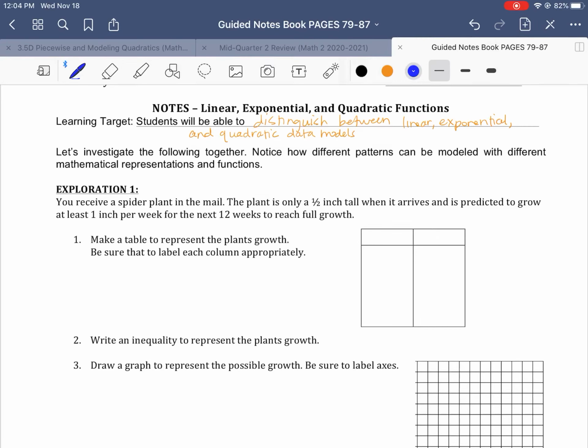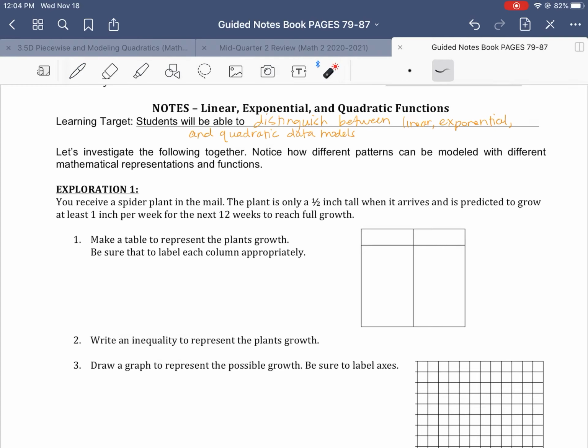Okay, in this video we're going to work through the very last lesson in this guided notes book, so you're going to have to turn all the way to the back. It's about the third to last page. We've covered quadratic functions quite a bit, so now we're just going to connect it to all the functions that you've seen thus far.